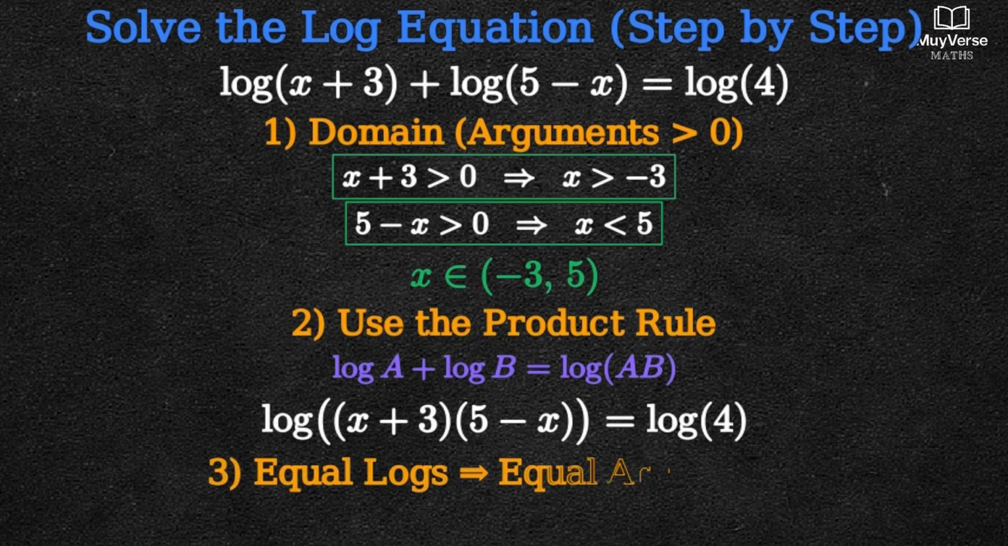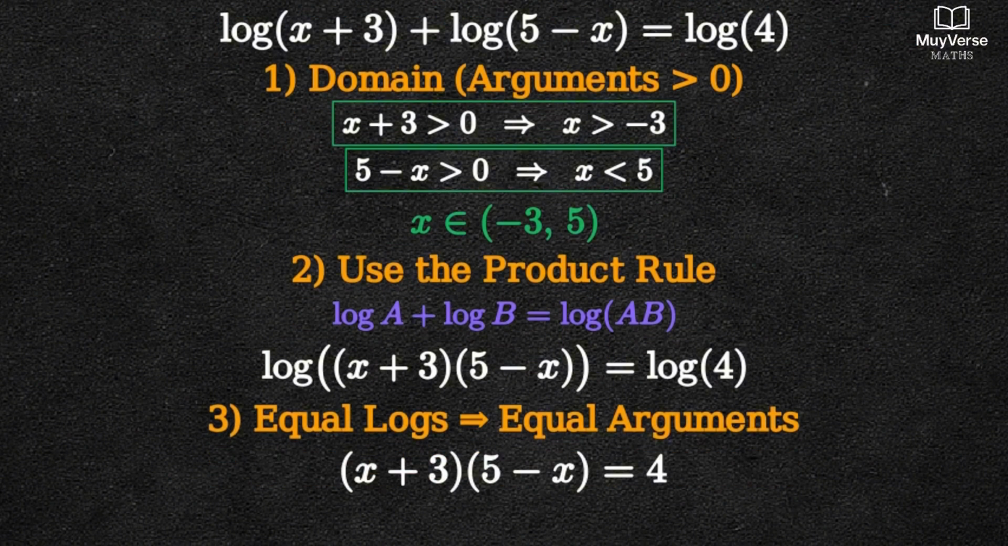Step 3. When logarithms with the same base are equal, their arguments are equal. So we drop the logs and set the insides equal. (x plus 3) times (5 minus x) equals 4.